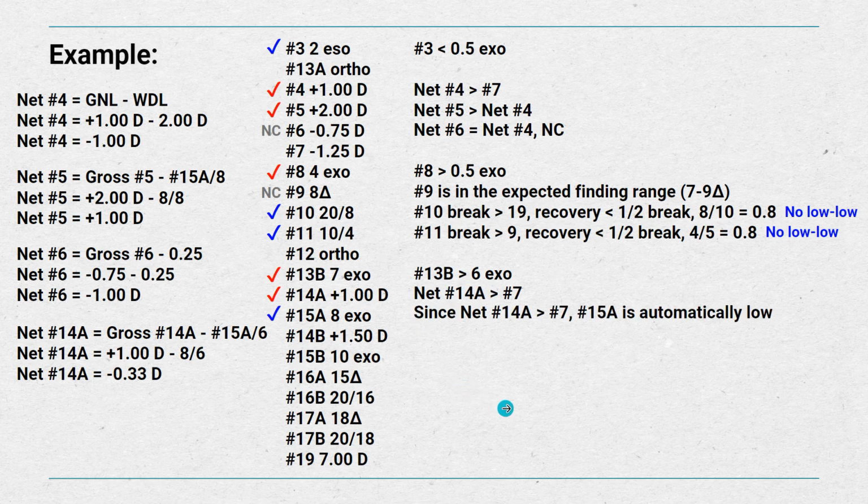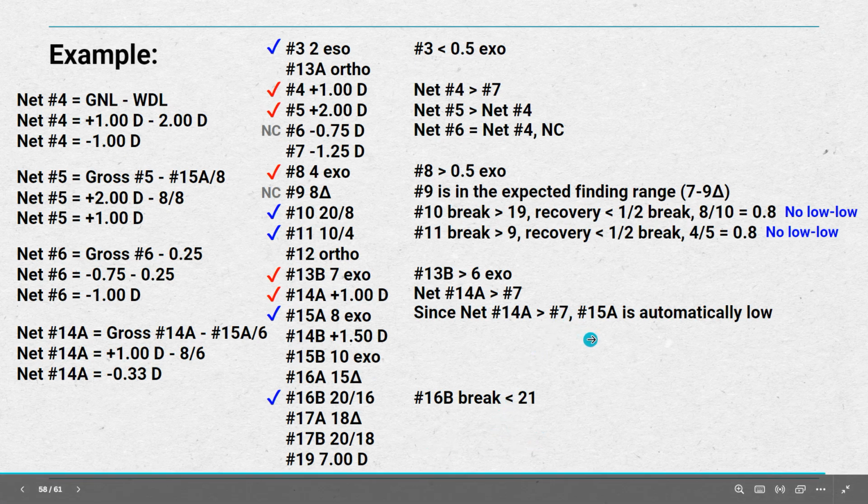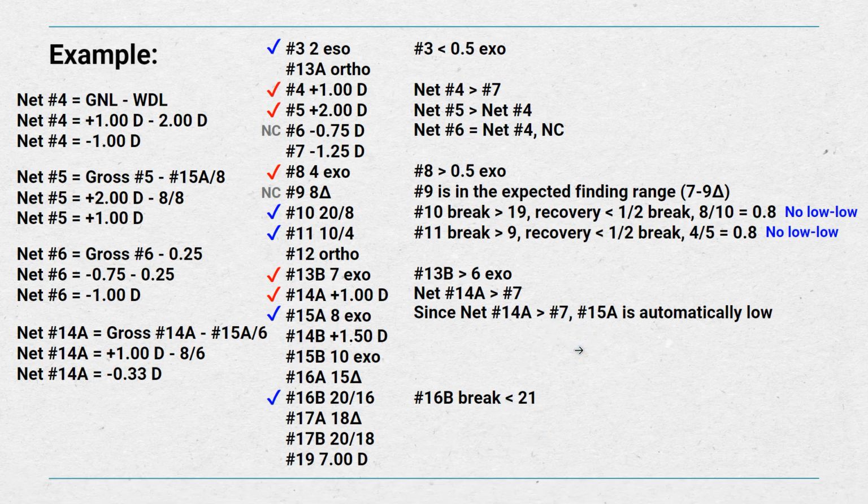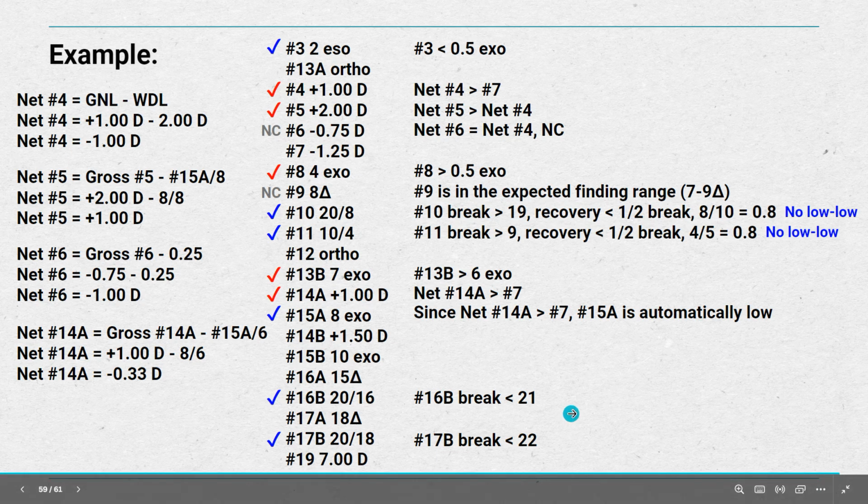Okay, the 15A depends on the 14A now. And since 14A was checked high, this 15A is automatically low. And then for the 16B, its break is less than 21. So automatically, check low, because its break is lower. As for the 17B, its break is also lesser than 22, which is the expected break.